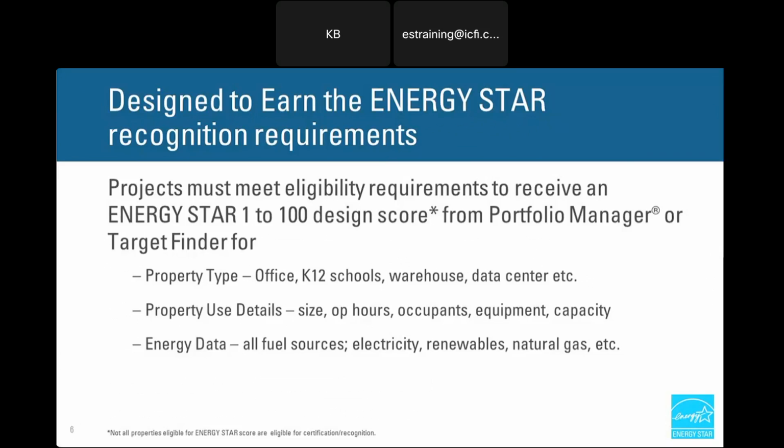So the next part of this is the criteria for design to earn. The score is changing, but not the general criteria. Buildings still must meet the eligibility requirement to receive a 1 to 100 design score from Portfolio Manager or Target Finder. And it's still going to be based on the property type: office, K-12, warehouse, data centers, etc. And I'll show you the list in a second. Property use details: you have to give your best estimate on how you expect the building to operate. Don't use the defaults, because it will not accept it with default values in there. And then the other one is the energy use data for all fuel sources, whether it's electricity, renewables, natural gas, etc. So those things did not change.